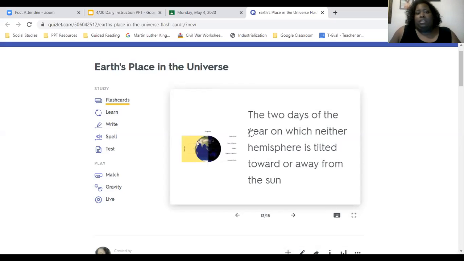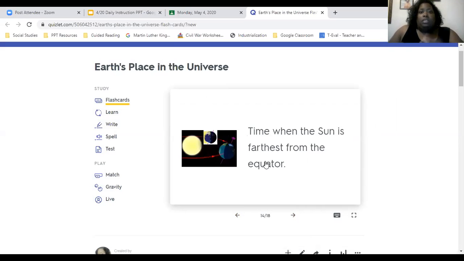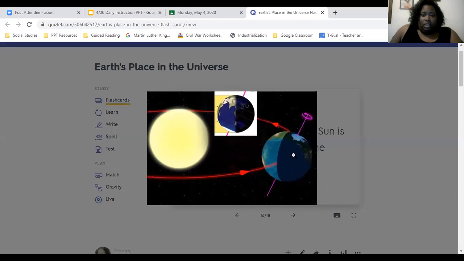So the equinox is when the Earth is directly up, and neither the North Pole nor the South Pole is tilted towards the sun. So I think we have a summer equinox, and we have a winter equinox. I think that is correct. And I think we have an autumn solstice and a spring solstice, I think. We'll see. And then there are the solstices. It is the time when the sun is furthest from the equator. And these are our solstices.